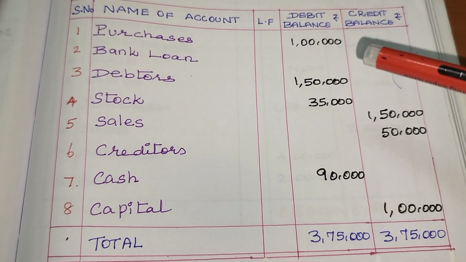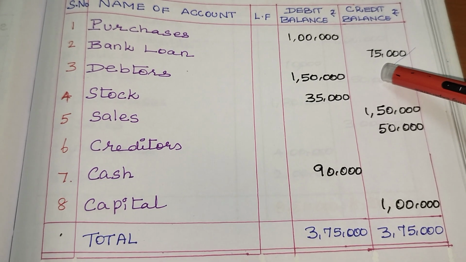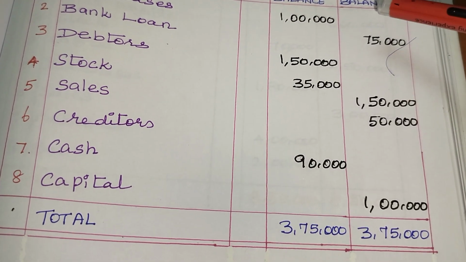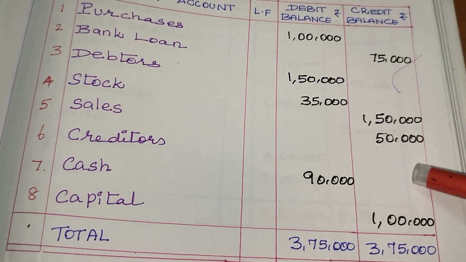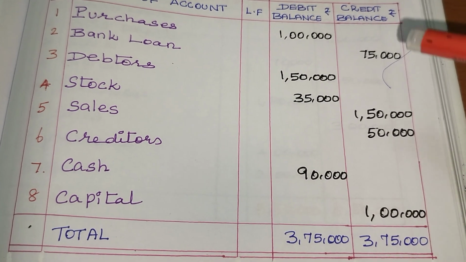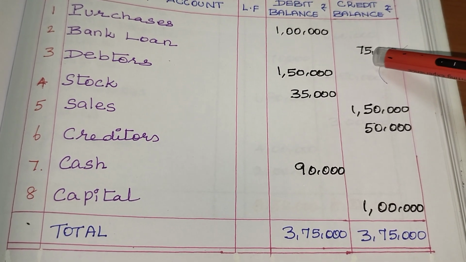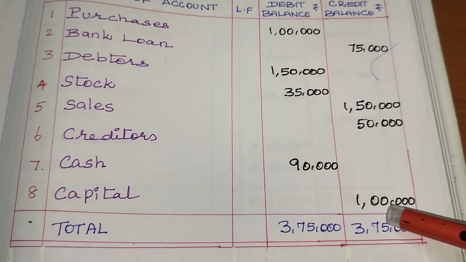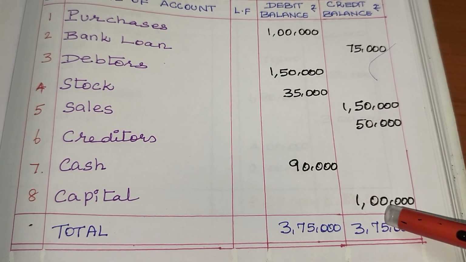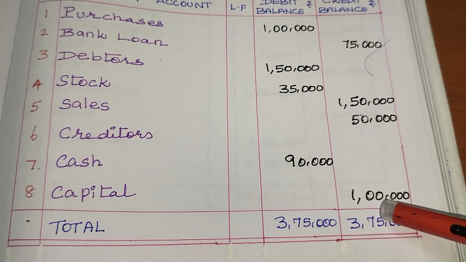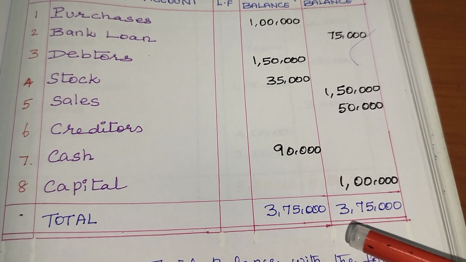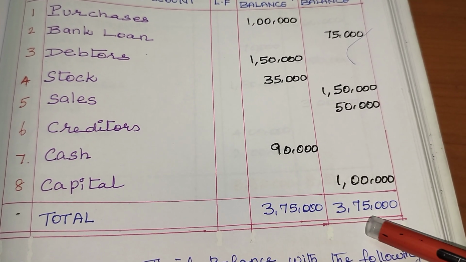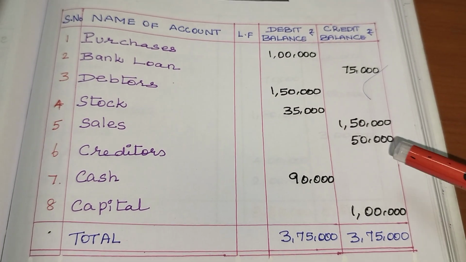Then we go to find the credit balance total. How do we calculate? We have to add all the credit balance values. So for that we add 75,000 plus 1,50,000 plus 50,000 plus 1 lakh rupees. What do we get? We get 3,75,000 as the credit balance total.